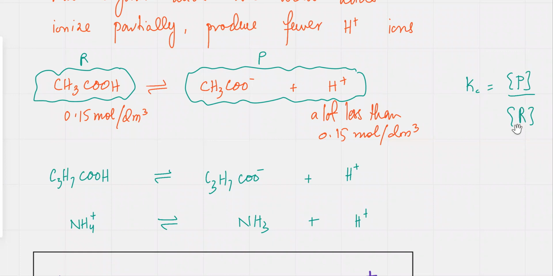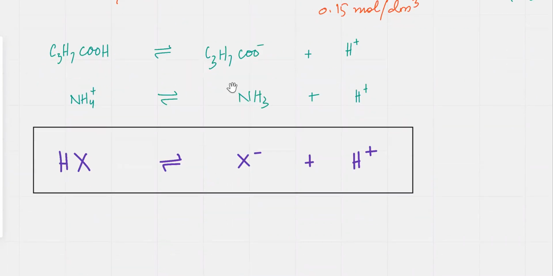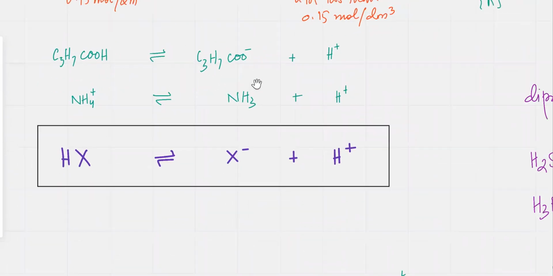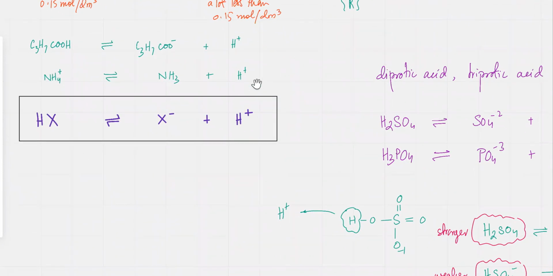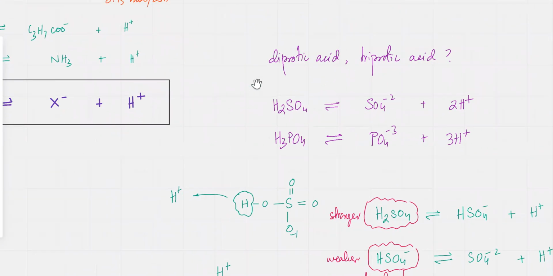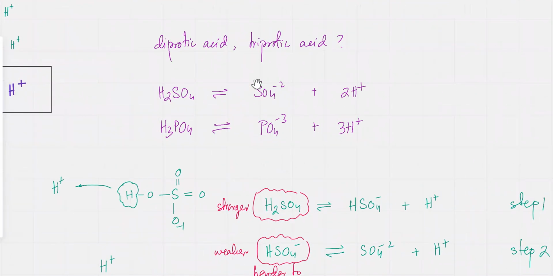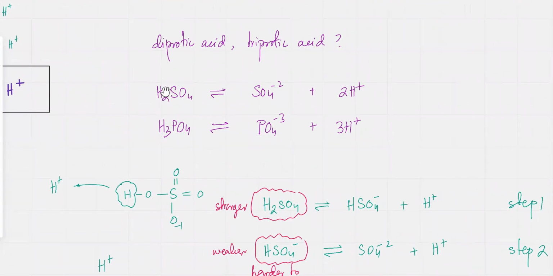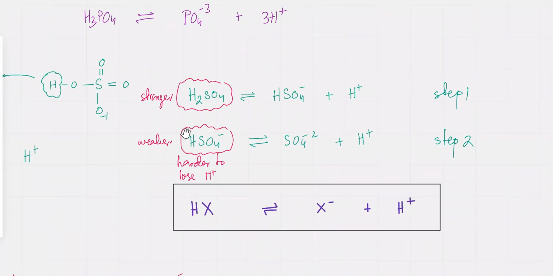It's the ratio of the products to reactants. So if that ratio is really high, there's a lot of products, then Kc is going to have a bigger value, and so on. So all acids, especially weak ones, would have this general equation, which I've written over here. And I also talked about diprotic and triprotic acids, and I told you, don't think of them as one acid. Don't think that H2SO4 is going to lose the H plus 1 ions in one go. Don't think that H3PO4 would lose the H plus 1 ions in one go. Instead, think of them as 2-3 different acids.